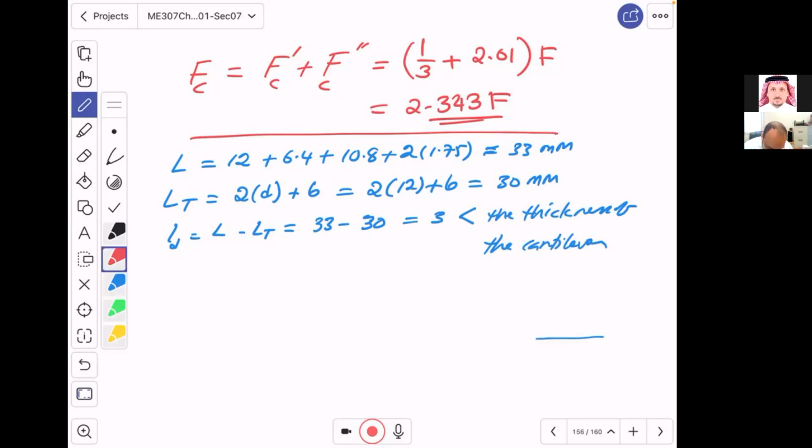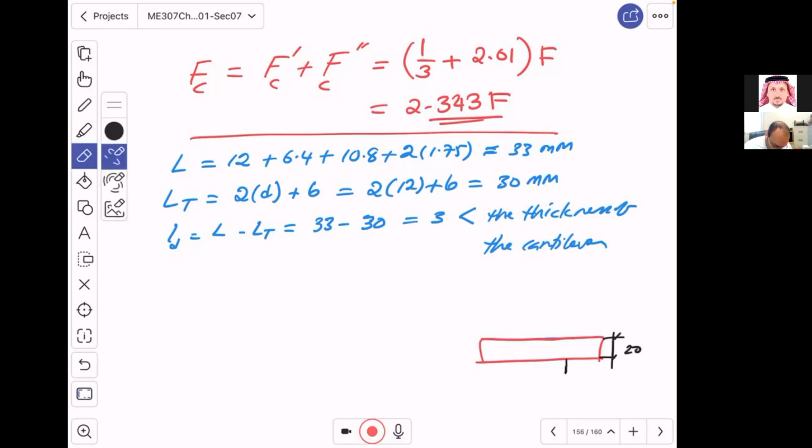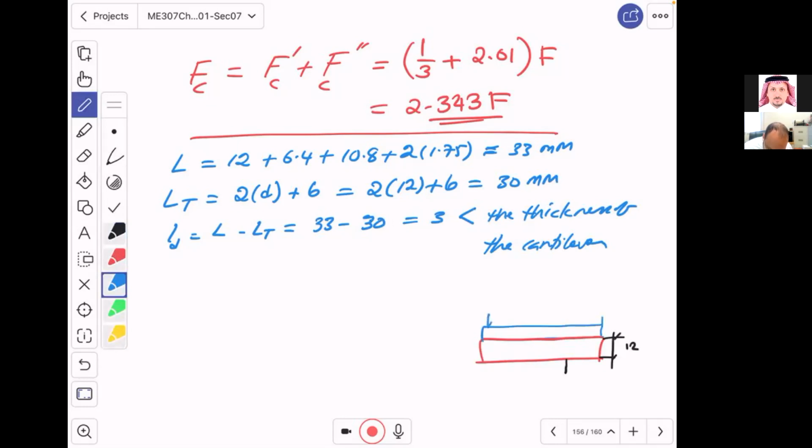What does this mean? This means the cantilever was pink. So let me just come close to that. This is what happened. Look, the bolt, this one is a 12. Okay, sorry, not 20, it's a 12. And the thickness of the channel is 6.4. This is 6.4. So what happened? The bolt came here. This is the head of the bolt. And then only 3 millimeters, only three millimeters, and then we start having the thread.